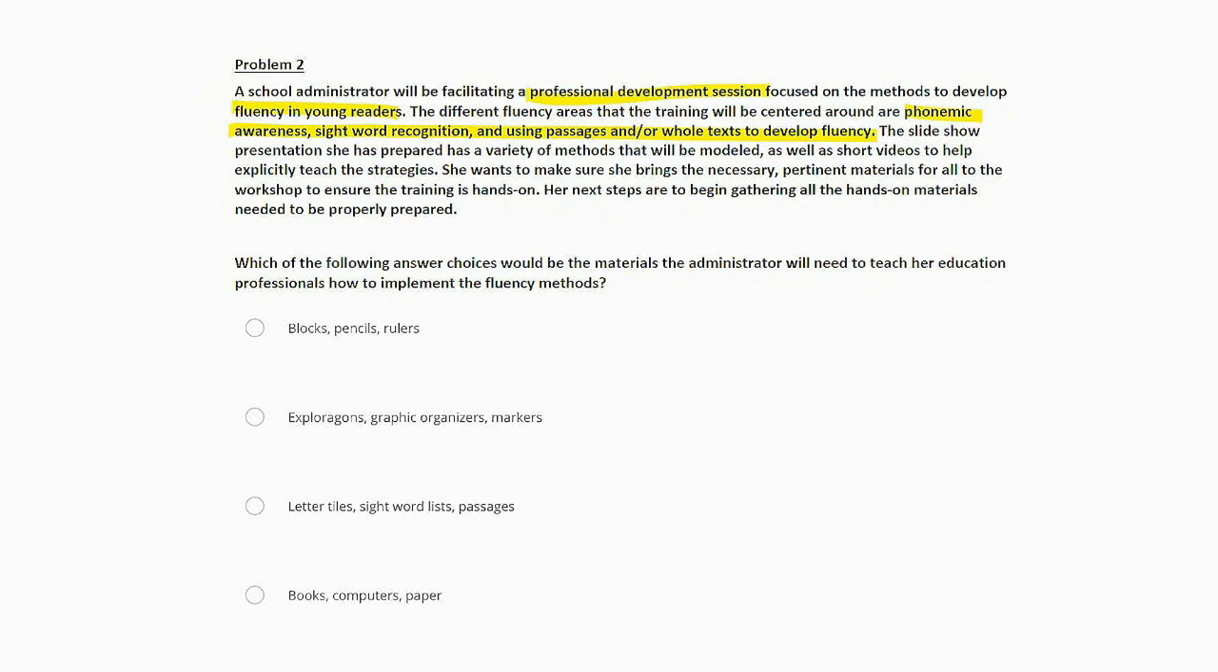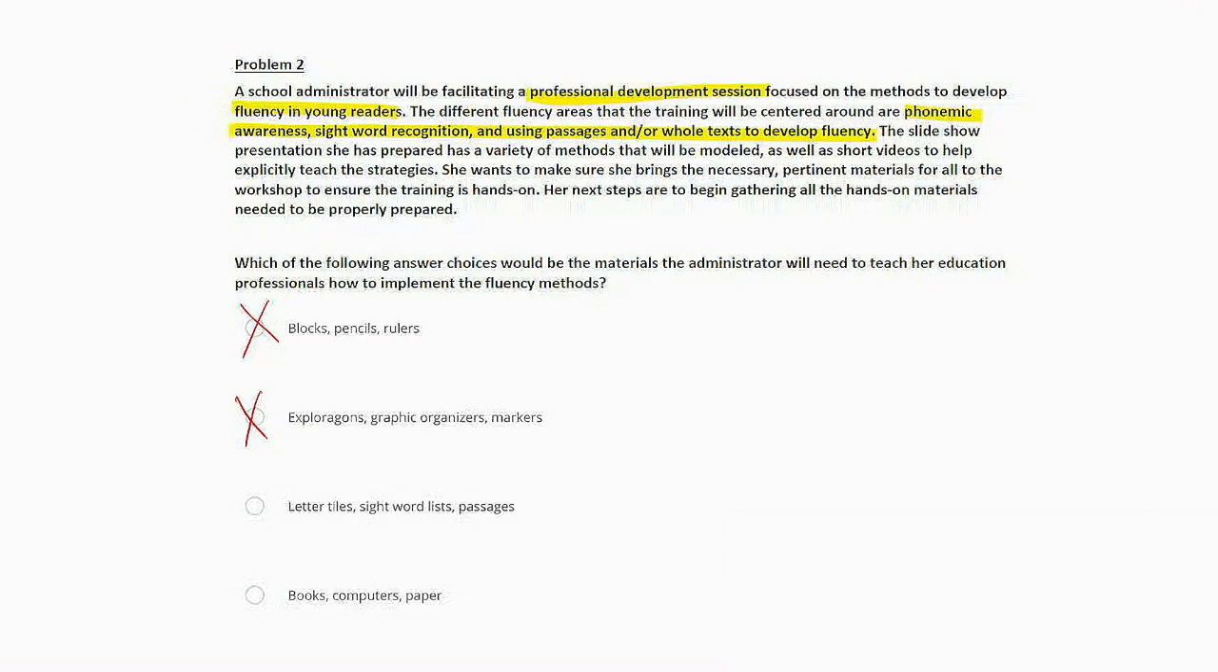Blocks, pencils, rulers, Exploragons, graphic organizers, markers, letter tiles, sight word lists, passages, books, computers, paper. Since we know fluency is the ability to read with accuracy, speed, and expression, we want to make sure we're providing students with opportunities to help them improve in this, as well as their comprehension of the overall texts. Therefore, we can eliminate our first choice of blocks, pencils, rulers, as well as Exploragons, graphic organizers, and markers, since these do not provide opportunities to help increase that fluency.